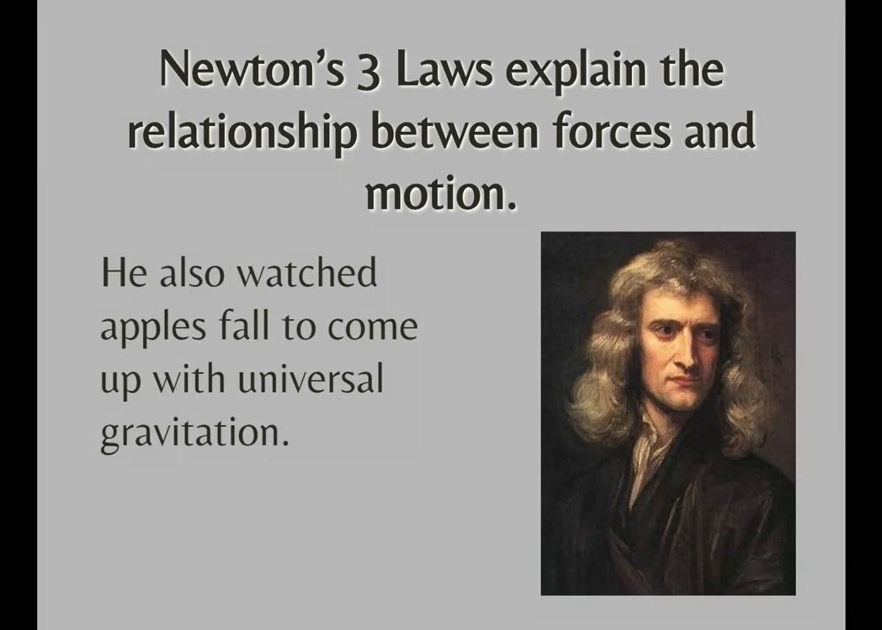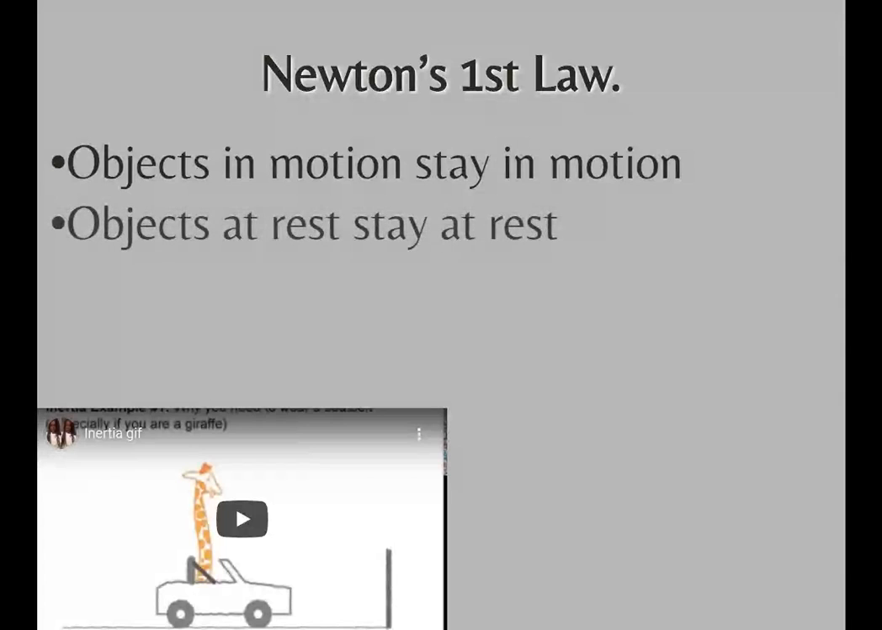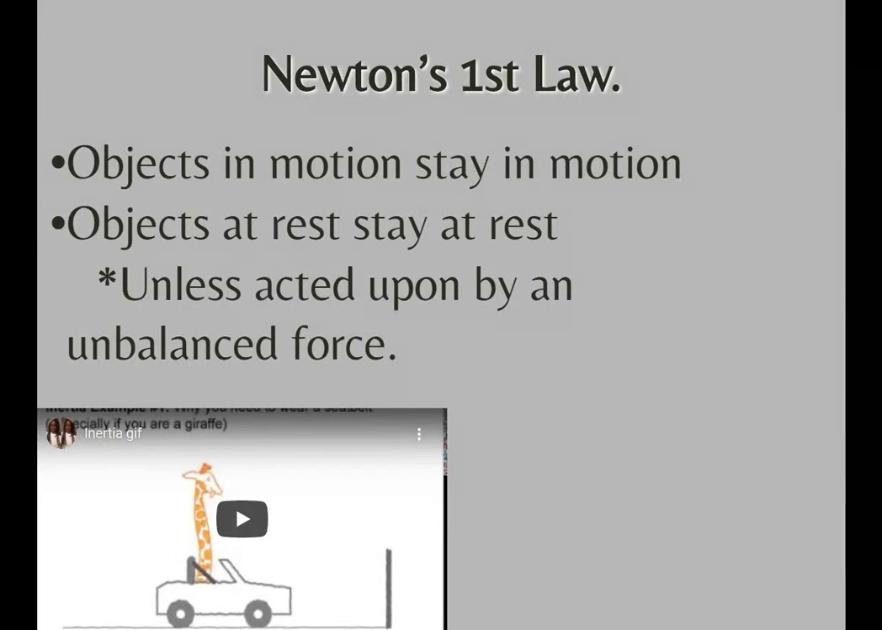Newton's three laws are from Isaac Newton, and he just watched apples fall to come up with universal gravitation. We will look into more of Newton's second and third law on later days. So Newton's first law: an object in motion wants to stay in motion. If the object is resting, it wants to stay at rest, unless we have an unbalanced force. And that unbalanced force is what's going to change the motion, okay?